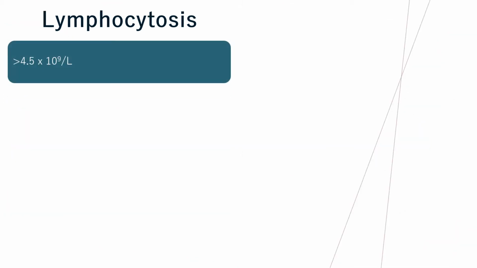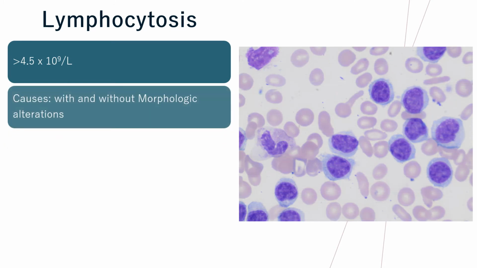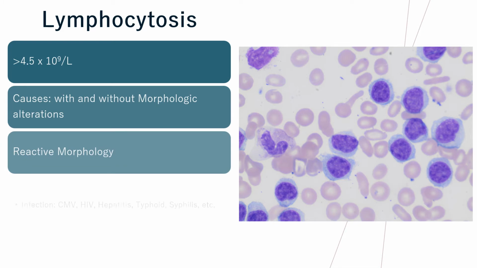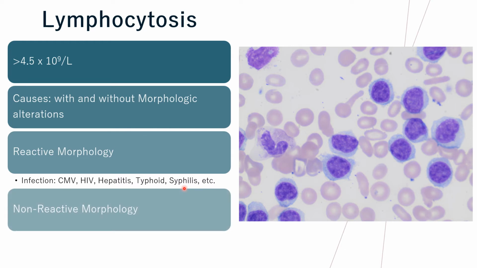Lymphocytosis in adults is defined as a count greater than 4.5. It can be subdivided into those with and those without reactive morphologic alterations. Causes of reactive morphology are usually viral infections like CMV, HIV, and hepatitis, although other bacterial infections like typhoid and syphilis may also cause an increased lymphocyte count. An example cause for non-reactive morphology would be whooping cough caused by Bordetella pertussis.